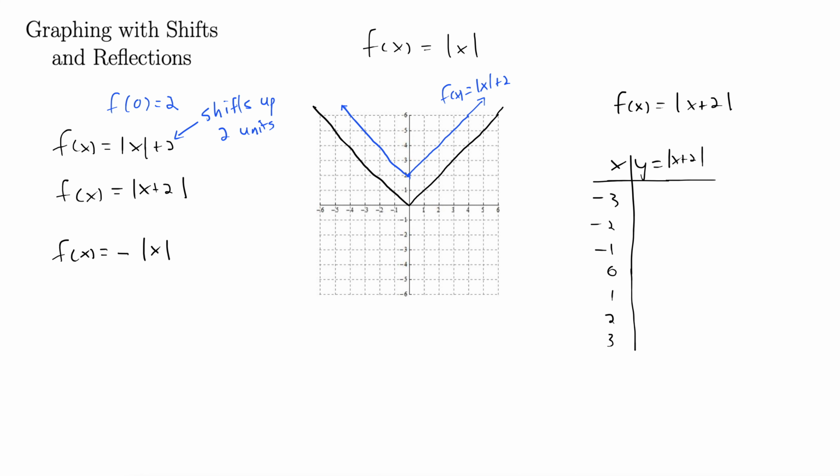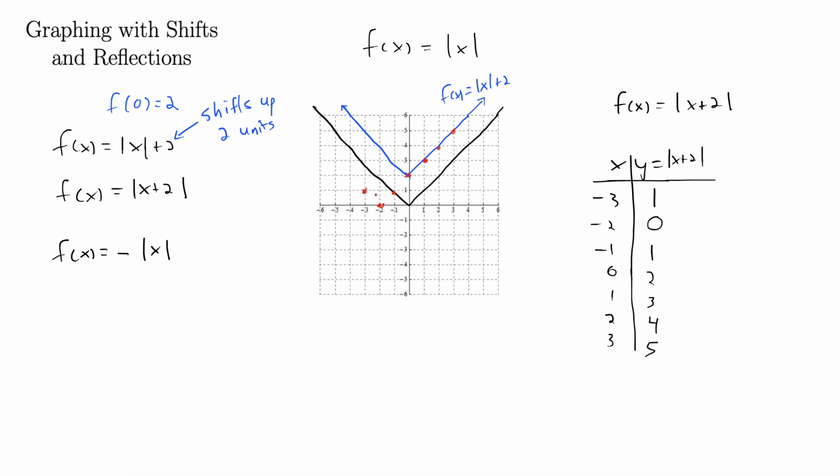Okay, so let's look at -3. Absolute value of -3 plus 2 is absolute value of -1, which is 1. Absolute value of -2 plus 2 is absolute value of 0, which is 0. And so on. Let's graph these in red. So we have -3, 1. We have -2, 0. We have -1, 1. 0, 2. 1, 3. 2, 4. And 3, 5.